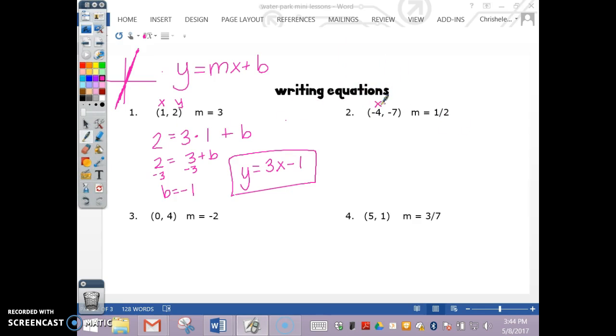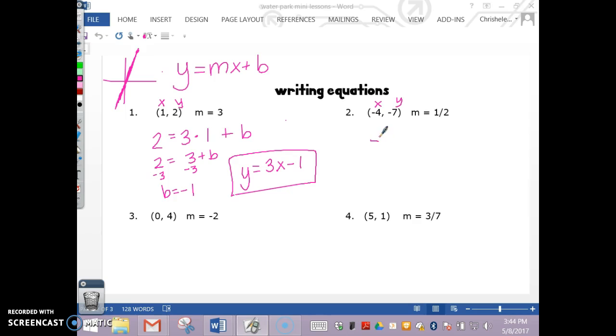So this is x, this is y, there's our m. Y equals mx plus b. Half of -4 is -2. Add 2 to both sides. We get that our b is -5.